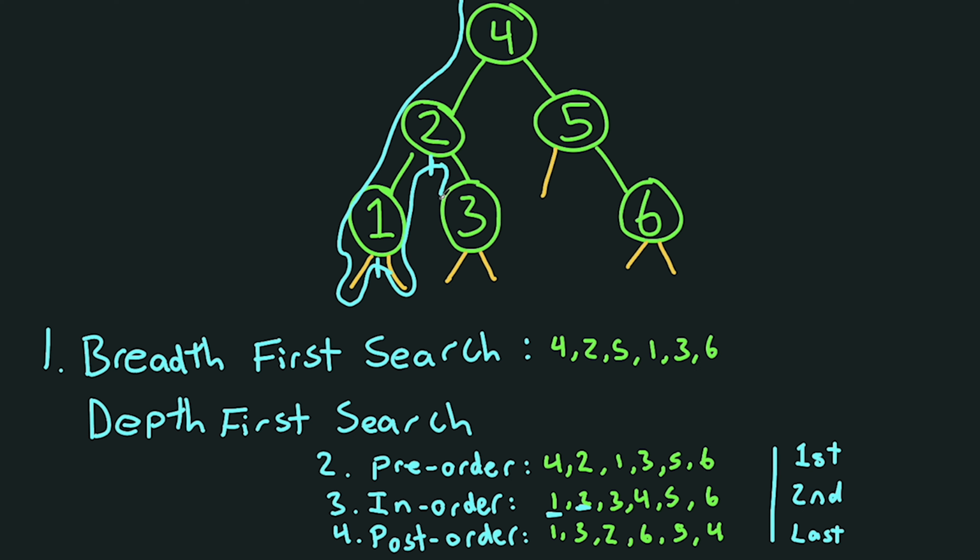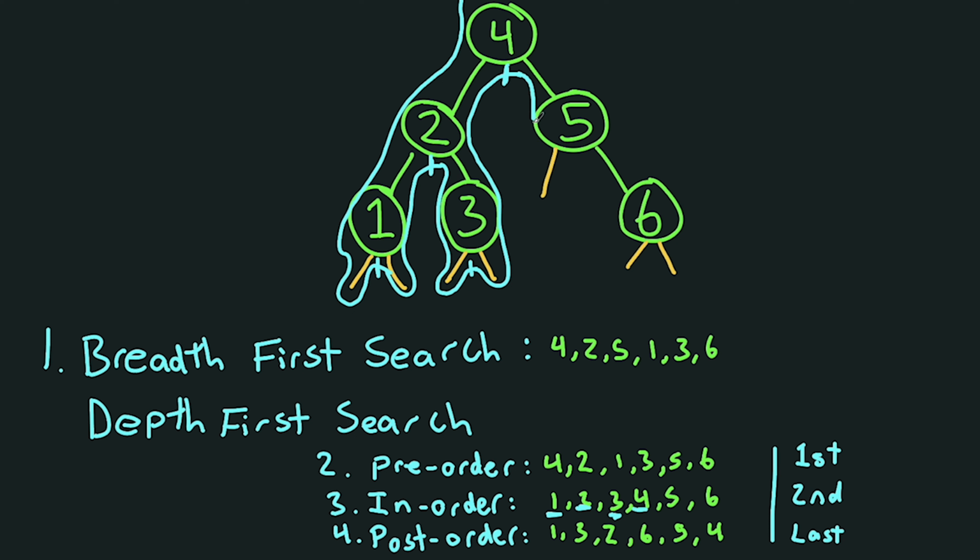Then we go to 3 for the first time, we don't do anything. 3's left child, then we go back to 3, process it. We go to 3's right child, back to 3 for the third time, back to 2 for the third time. Then we hit 4 for the second time, so we process it.